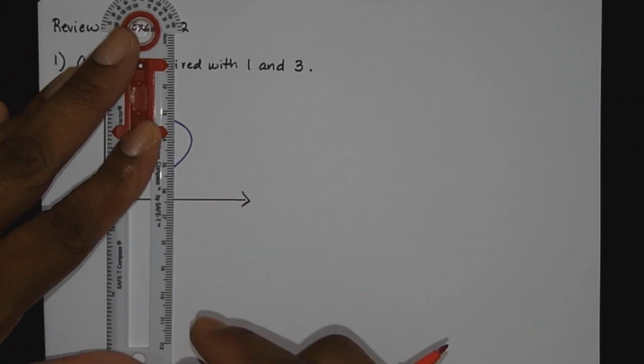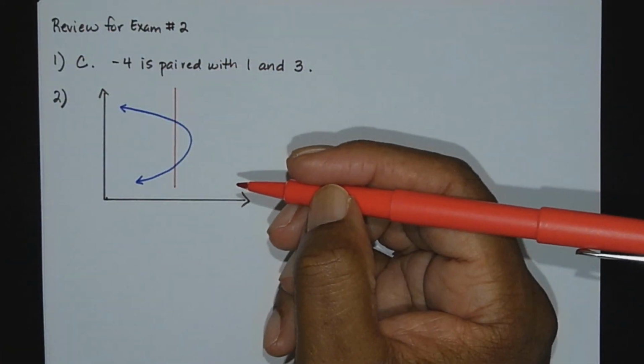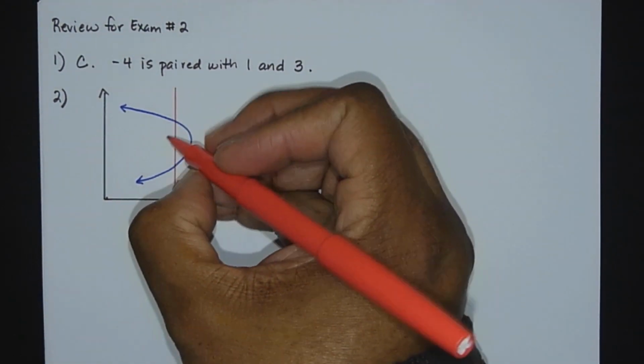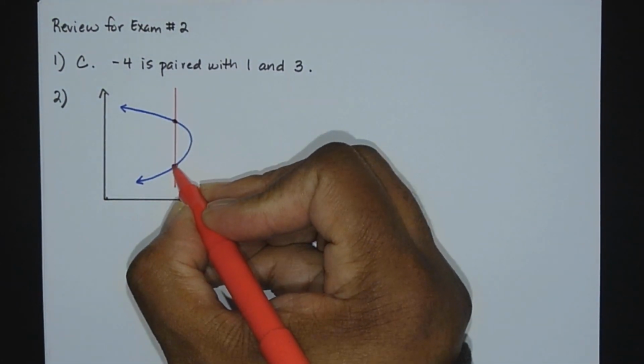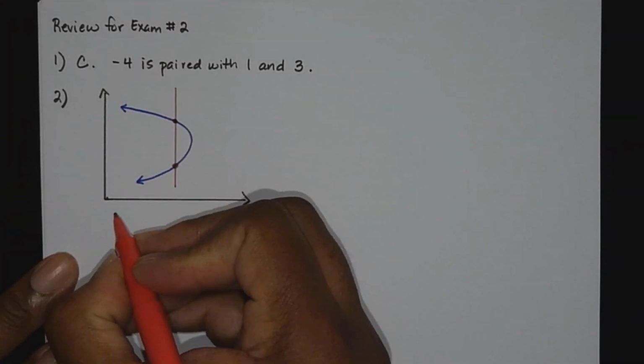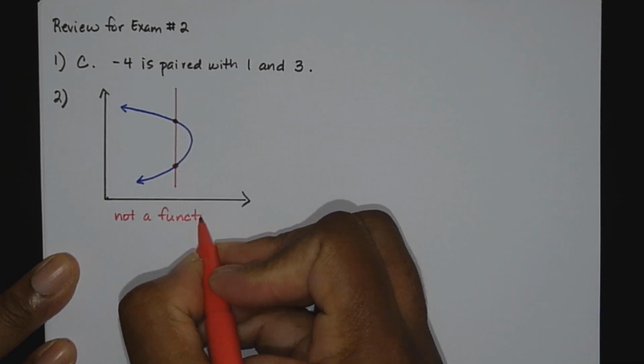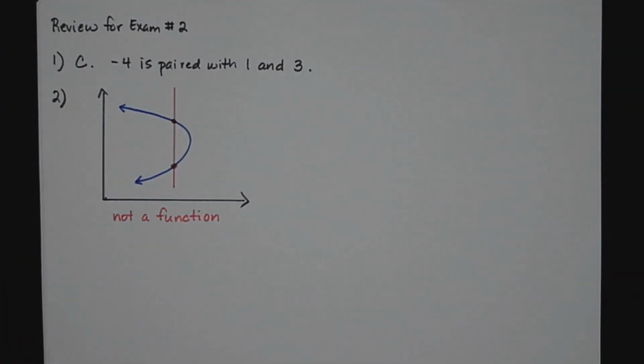No, it would not. Because if I draw a vertical line through that graph, you're going to see that the vertical line crosses the graph at two different places. So that means that this graph would not be a function. So this one is not a function. All right. Are there any questions on number two?